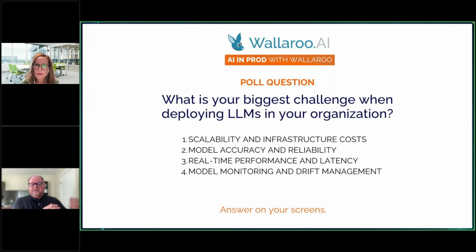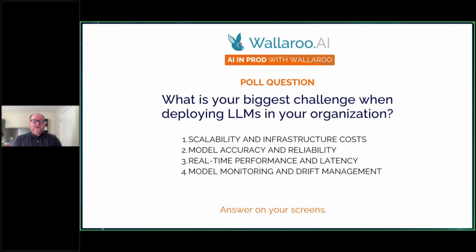Are you looking at the scalability and that infrastructure cost? We talk about the cost of GPUs. Is it that model accuracy and reliability that we touched on with Dr. P and bias? Or the real-time performance? Not all models are batch. You have real-time models as well, and they could be in remote locations, and so latency can be an issue. And also for your data science teams, the model monitoring and drift management that they need to take care of on a day-to-day basis so that the models are optimized.